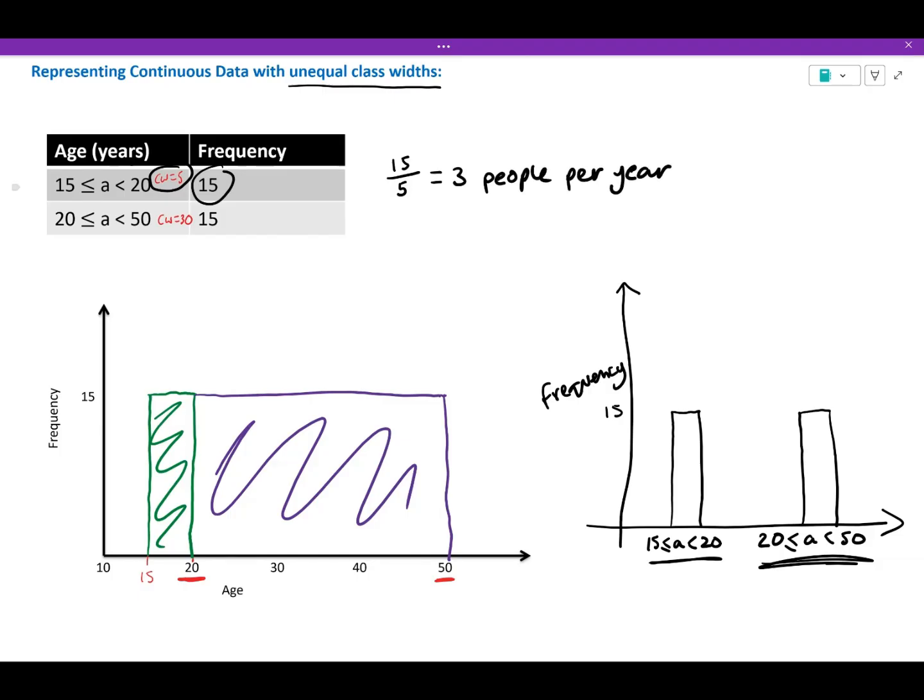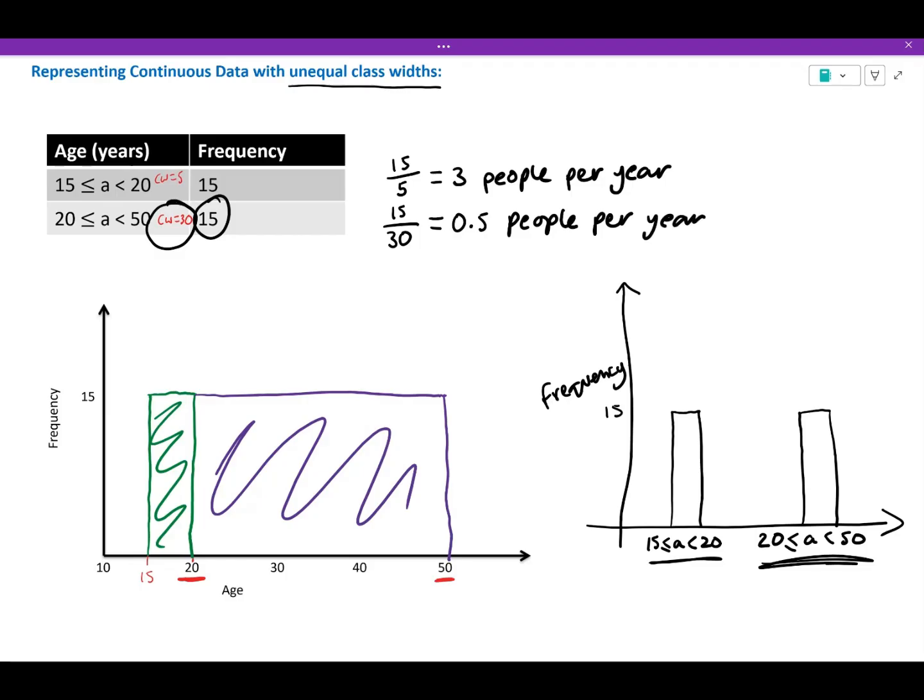Now let's do a similar calculation for our next class. So our frequency is 15, so that's going to be our numerator again. But this time we're splitting up our 15 people between 30 years, as that's our class width. So we'd do 15 divided by 30, and that would give 0.5 people per year.